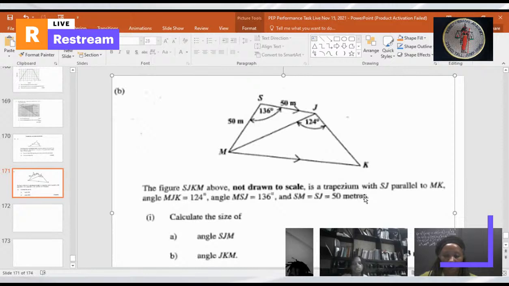Miss, the sine of 136 is 0.69. So multiply the 50 times that, and divide the answer by the sine of 22, which is 0.37.